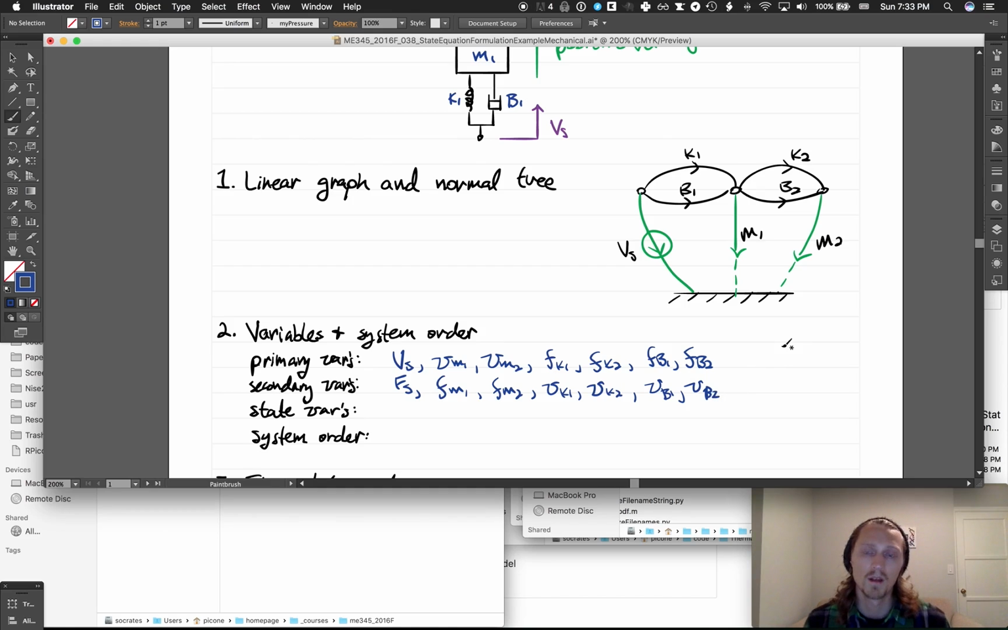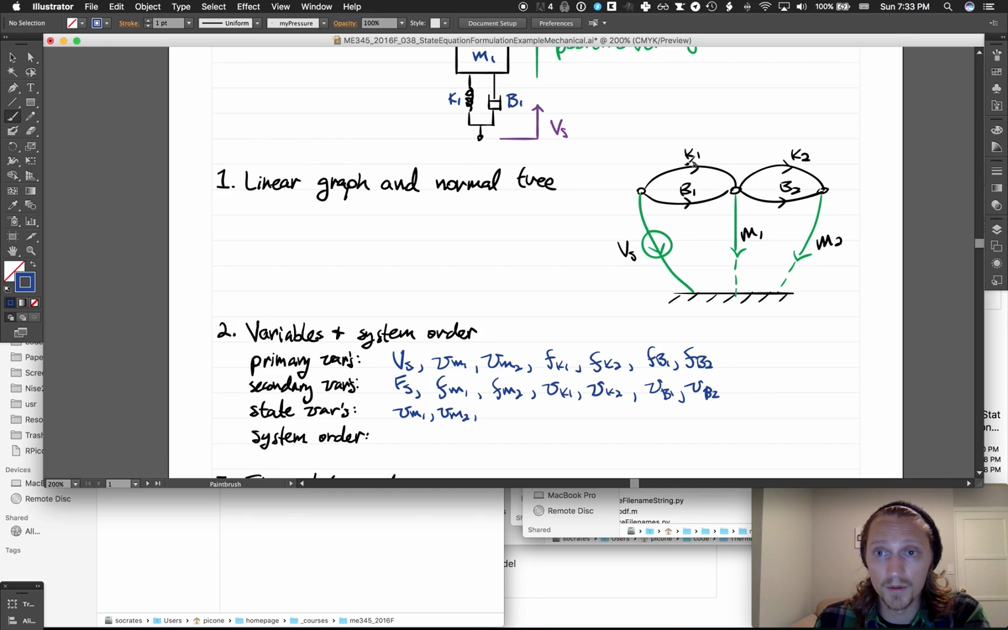Okay. Our state variables are always going to be the across variables on A-type elements in the normal tree. Those are the first set of them. So we have two A-type elements in the normal tree. So the across variables are our state variables, Vm1 and Vm2. And then our state variables also include through variables on links, which are the elements that are not in our normal tree.